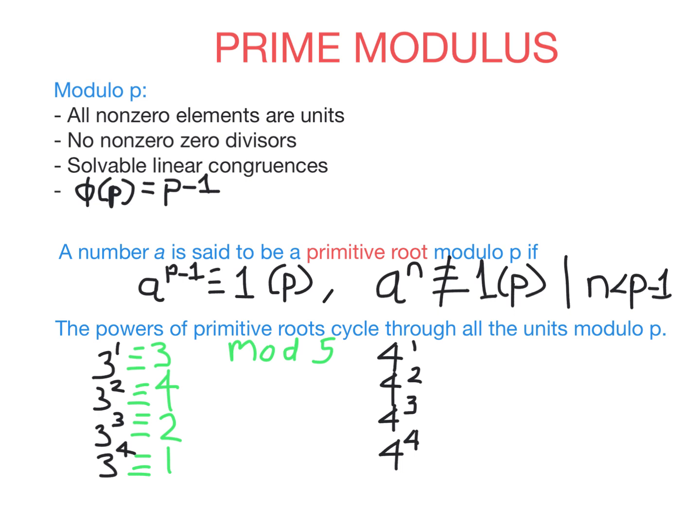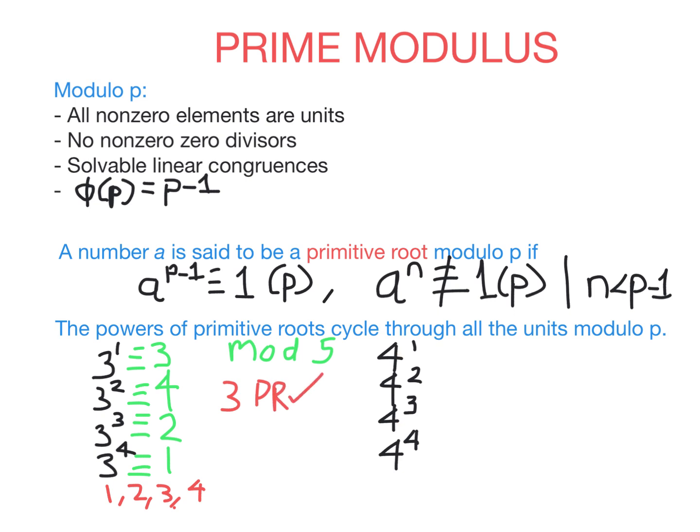So note that in mod 5, because 5 is prime, 1, 2, 3, and 4 are the units in mod 5. So you can see that each of the powers of 3 is a different unit in modulo 5. You can see 3 to the power of p minus 1, p is 5 here, 3 to the power of 4 is 1, but 3 to any lower power is not equivalent to 1. So it turns out 3 is a primitive root modulo 5.